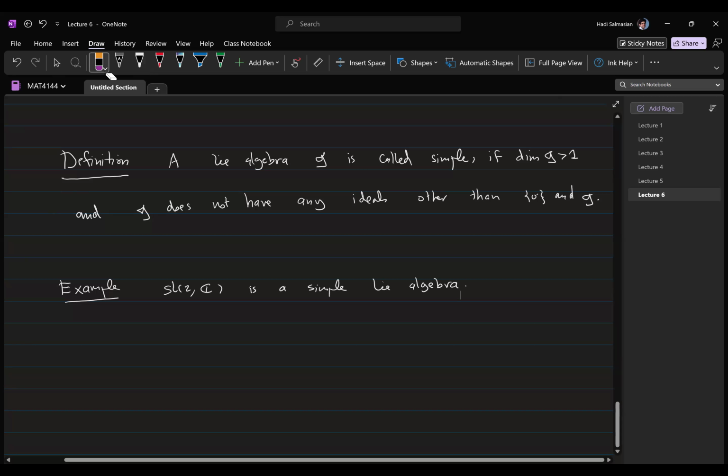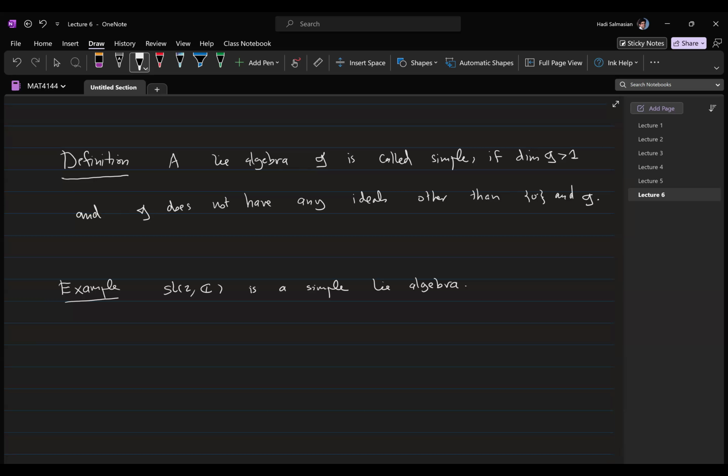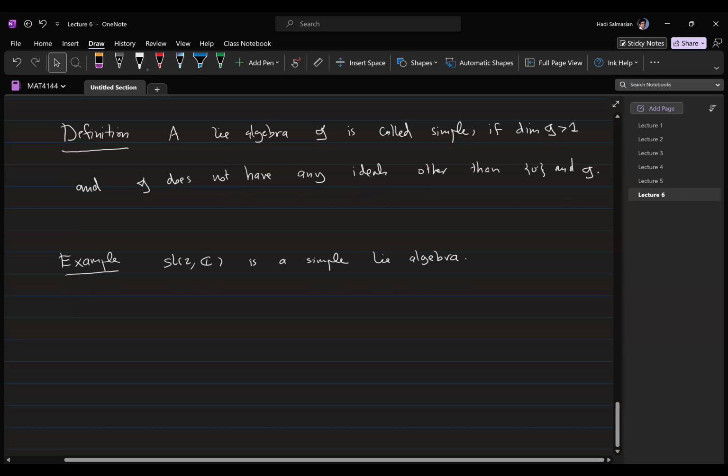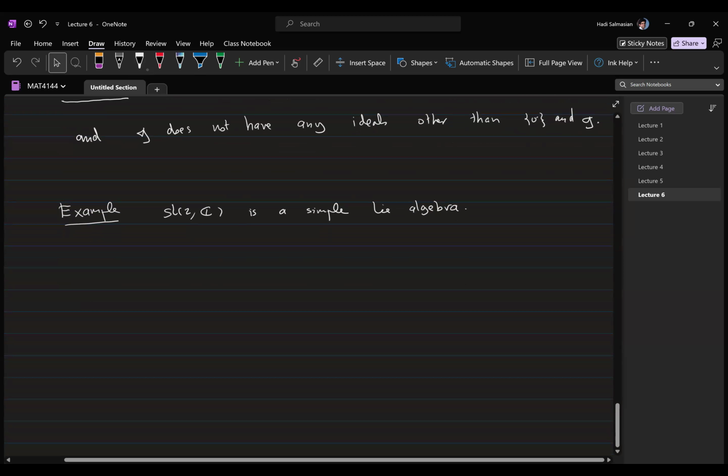So let's prove that this Lie algebra is simple. And this proof is important because it says something about the structure of this Lie algebra, which is one of the most important facts in representation theory. And that is the existence of this nice SL2 triple, this nice basis. So SL2C has this basis: H, which is the diagonal matrix with trace 0, and here I use E, which is the matrix 0, 1, 0, 0, and F, which is the matrix 0, 0, 1, 0.